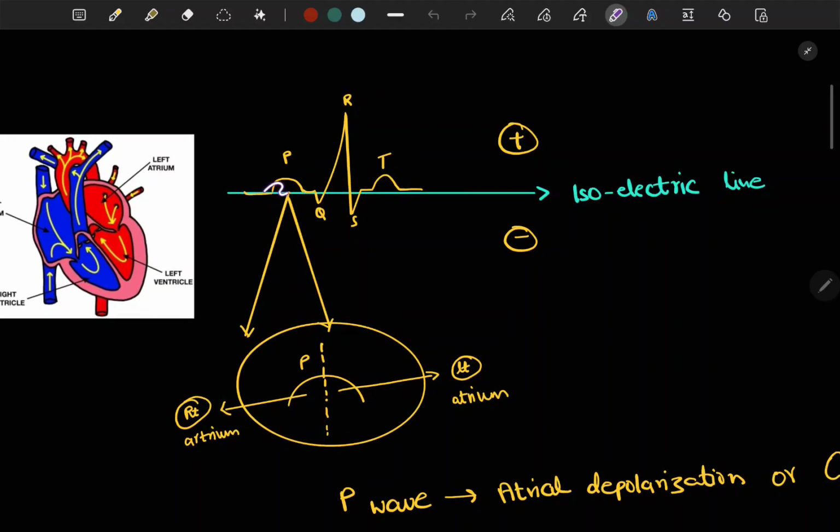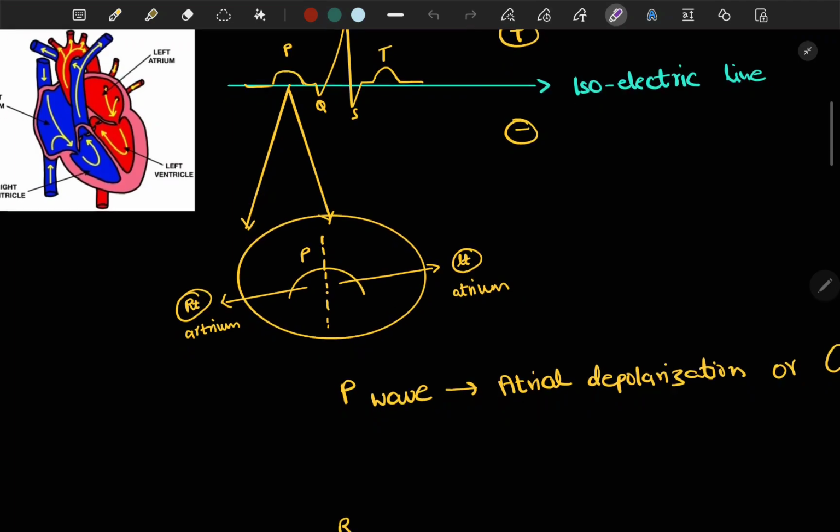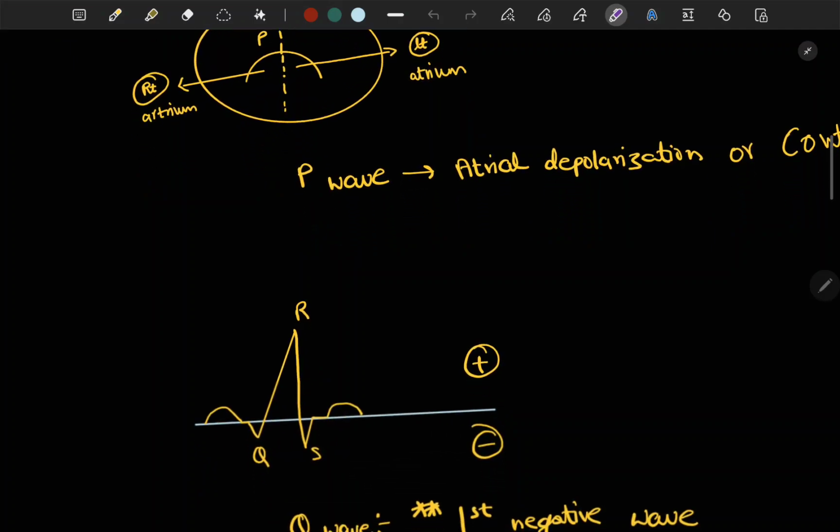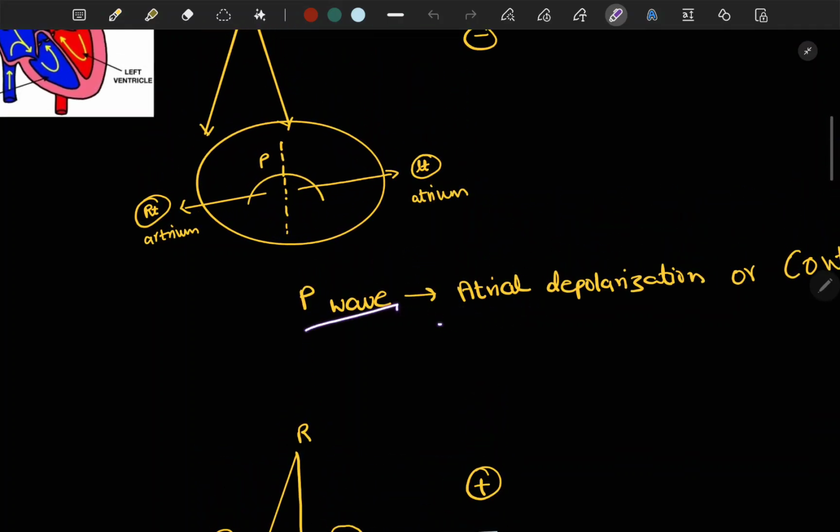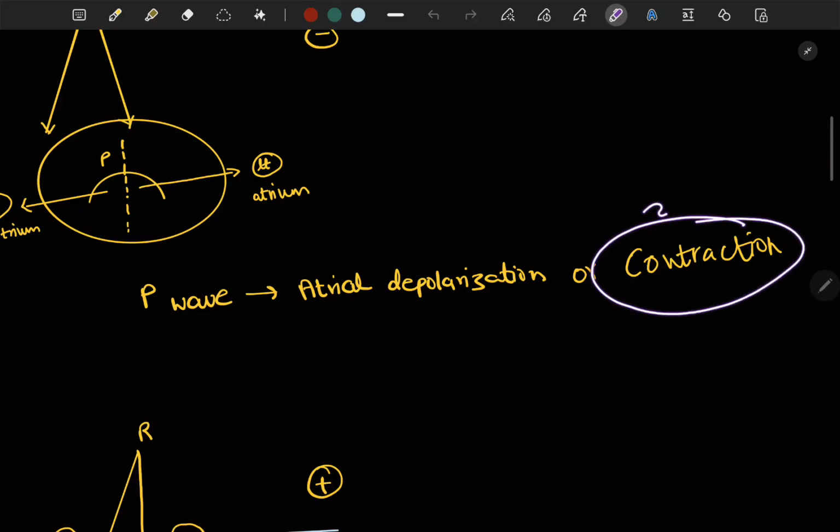So we have got our first wave, the P wave. What does the P wave indicate? It basically indicates atrial depolarization, or in other words, atrial contraction. The P wave is divided into two halves, the right half and the left half. The right half is an indicator of right atrial depolarization, and the left half is an indicator of left atrial depolarization. That's what you need to know. So the P wave is basically atrial depolarization or atrial contraction.